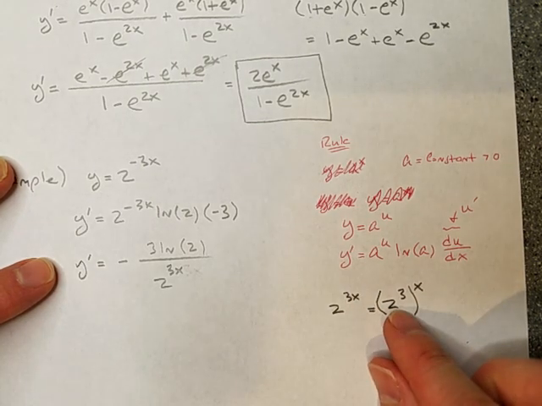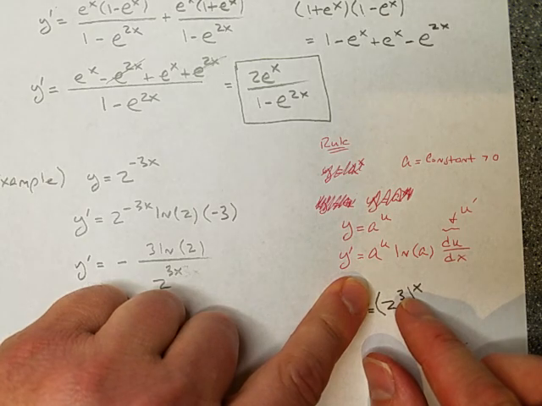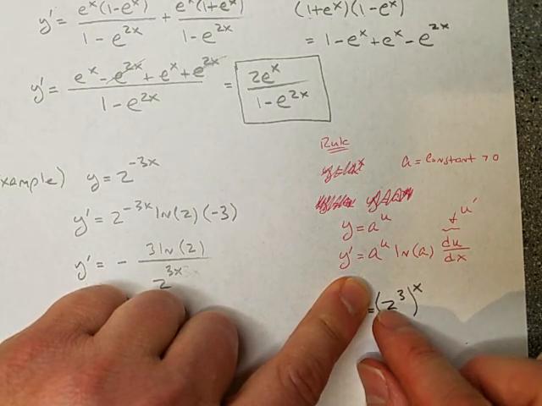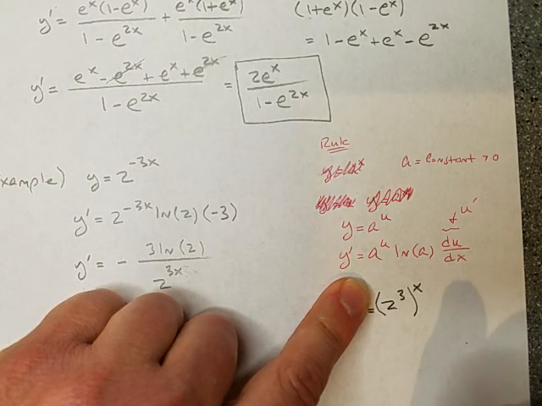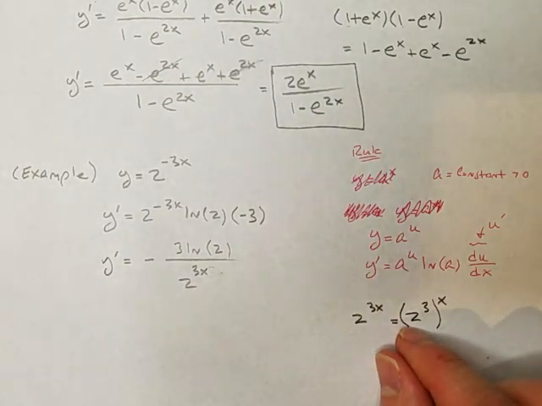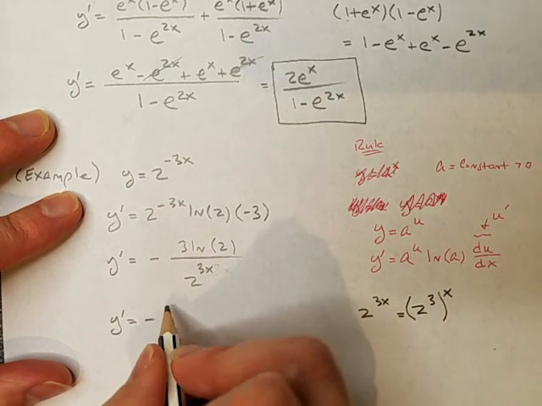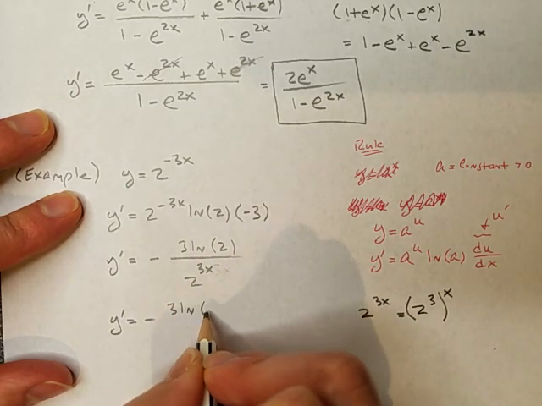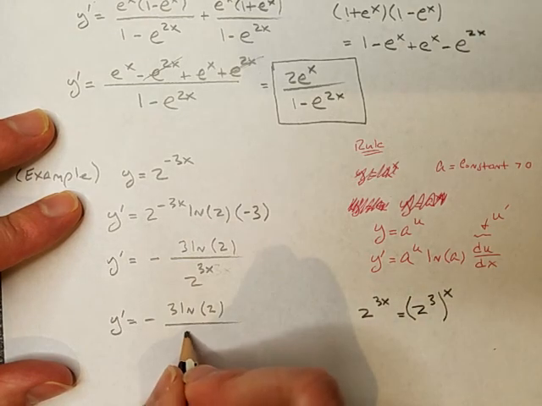What would you do if you had this? 2 to the third power, then to the x power. Well, when you raise a number to a power and then to some subsequent power, you multiply them together. So yeah, you would get this. But I can say, well, that's just an 8 and have one less number. So let's give our answer like this: negative 3 natural log 2 over 8 to the x power.